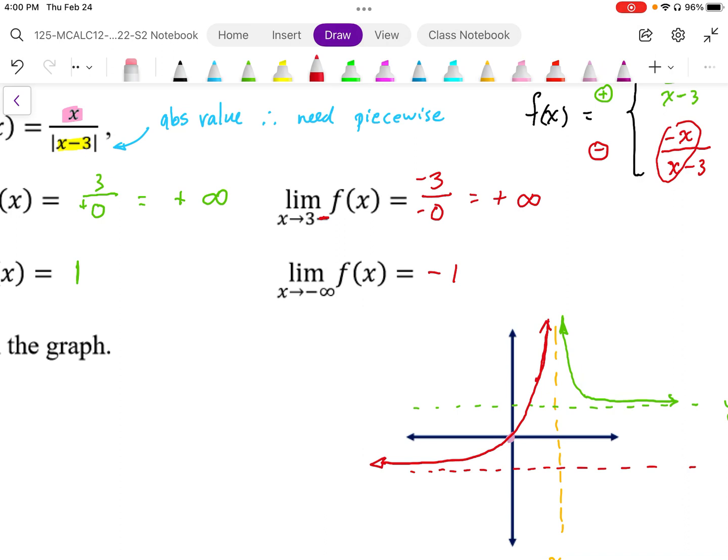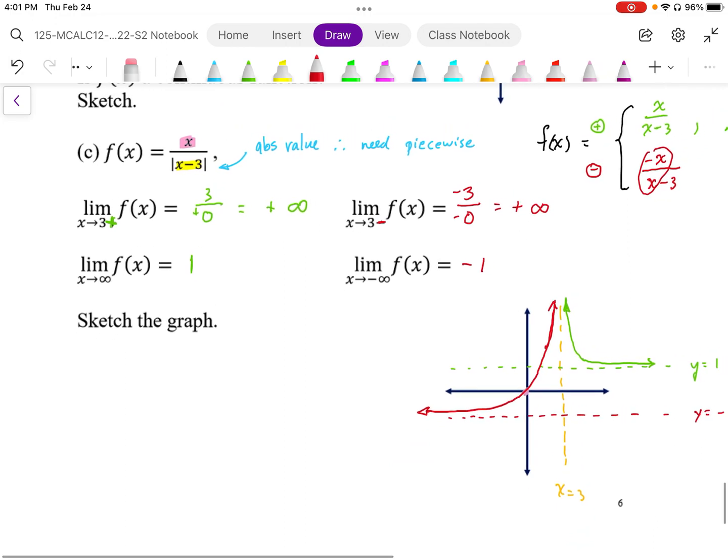Again, notice that the red line crosses a horizontal asymptote. That's perfectly okay, because horizontal asymptotes are endpoint behavior. They only tell you what's going on way out at infinity. We cannot cross vertical asymptotes though, so we don't want to mix those two things up. So that's what my graph looks like, and those are the limits.